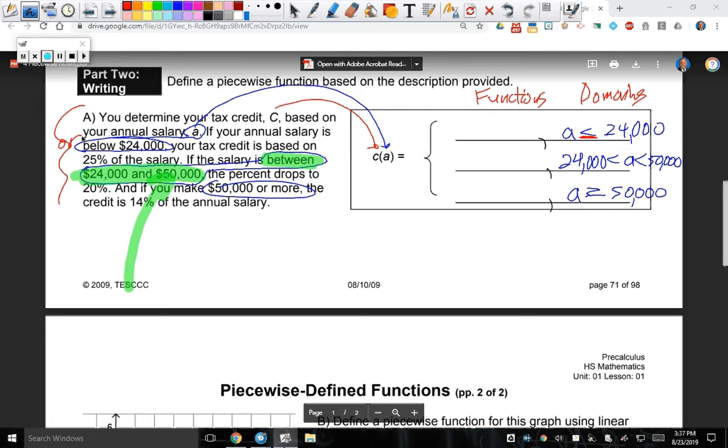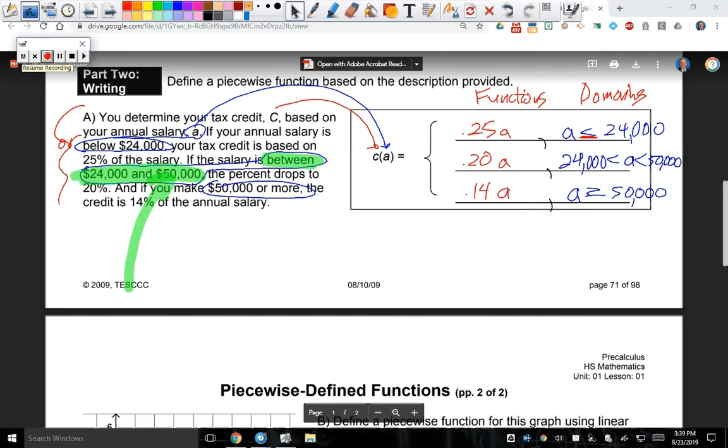Alright. Now guys, if it's less than or equal to 24,000, it says your tax credit is going to be 25% of your salary. Let's use math. How do I show 25% of a salary? Times 0.25. What times 0.25? A. So here we go. 0.25 times A. The next one says 20%. The next one says 20% of the salary. What do I write? 0.20 times A. And the last one is 14%.